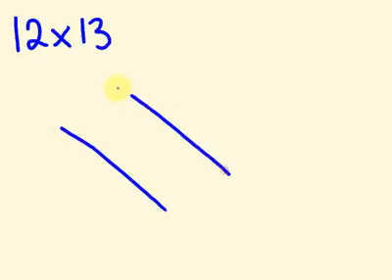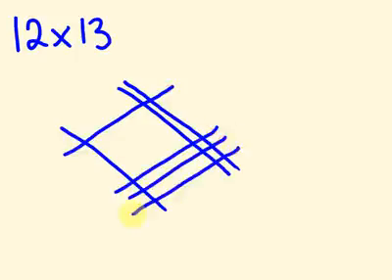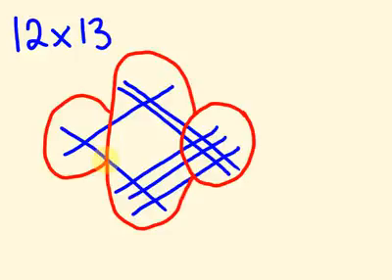12 times 13. Now the way we do this is we draw diagonal lines running from left to right but going diagonally. You'll see what I mean. So here we go. 12 I draw as 1 and a 2, and 13 I draw as 1, 1, 2, 3. Okay, and what I do is I separate these up into where the units collide together, where the tens and the units collide together, and where the tens and the tens collide together. So how many intersections do we have?